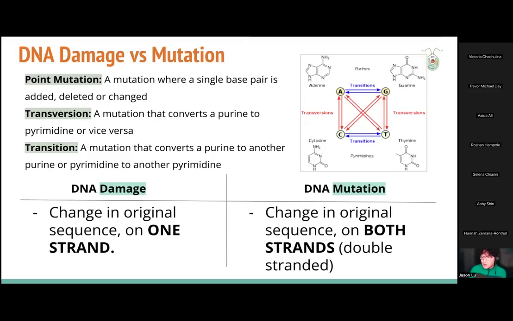So purines are on the top. These are our nucleotide bases with 2 rings. And then our pyrimidines are on the bottom, and these only have 1 ring. And then a transition mutation is just going from a pyrimidine to another pyrimidine or a purine to another purine. 2 other key terms that we really need to distinguish are DNA mutations and DNA damage. DNA damage is a change in the original sequence on only 1 strand, and a mutation is on both strands. And I have an example coming up in the next slide. Hannah, please.